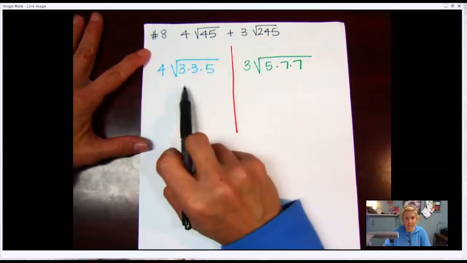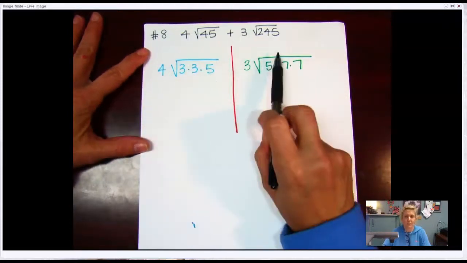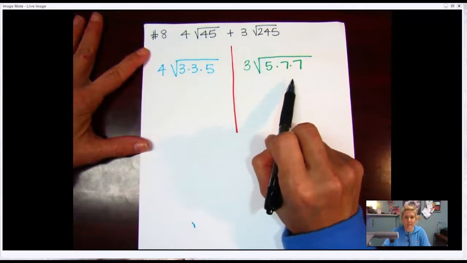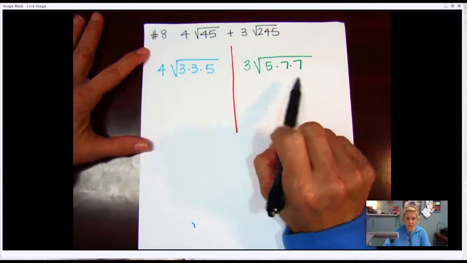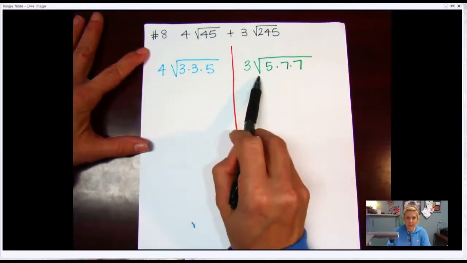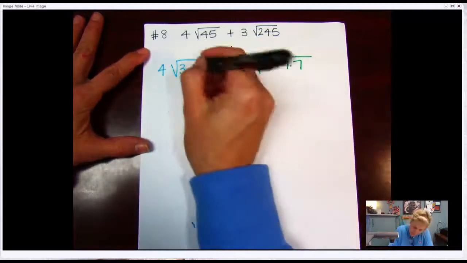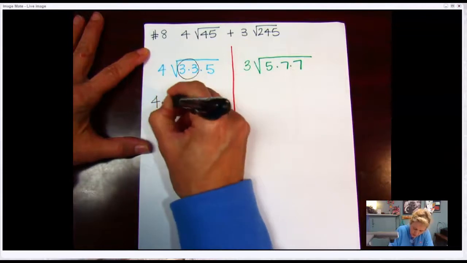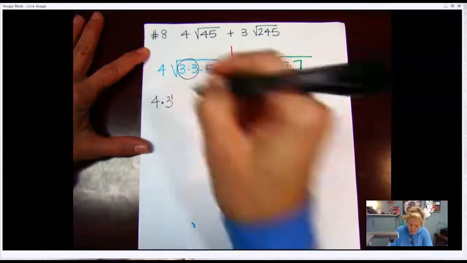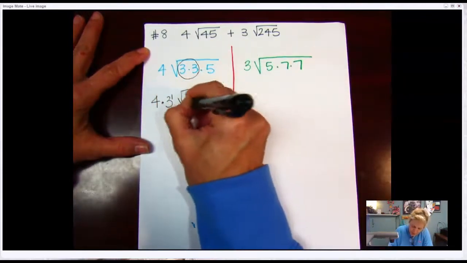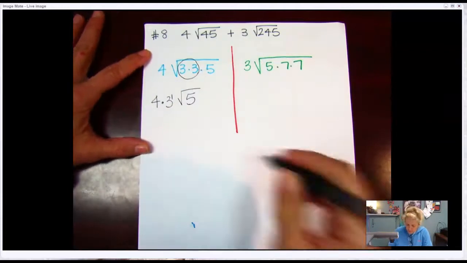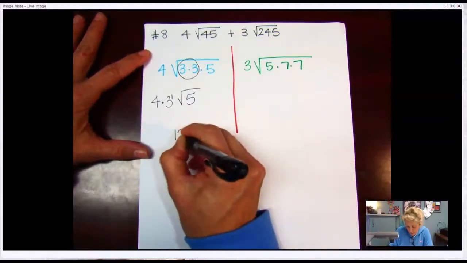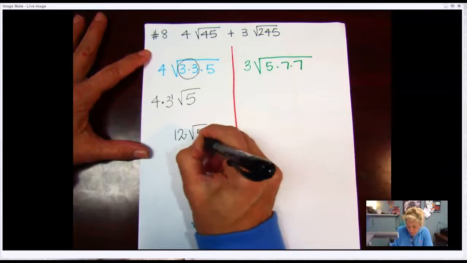45 broken down is 3 times 3 times 5. 245 broken down is 5 times 7 times 7. Don't forget to write your numbers on the outside. Okay, so I have a set of 3's. I'm going to recopy that 4. I drew 1 circle around the 3. That is just going to be a remainder of 5. So 4 times 3 is 12, and then I'm going to recopy that remainder of 5.